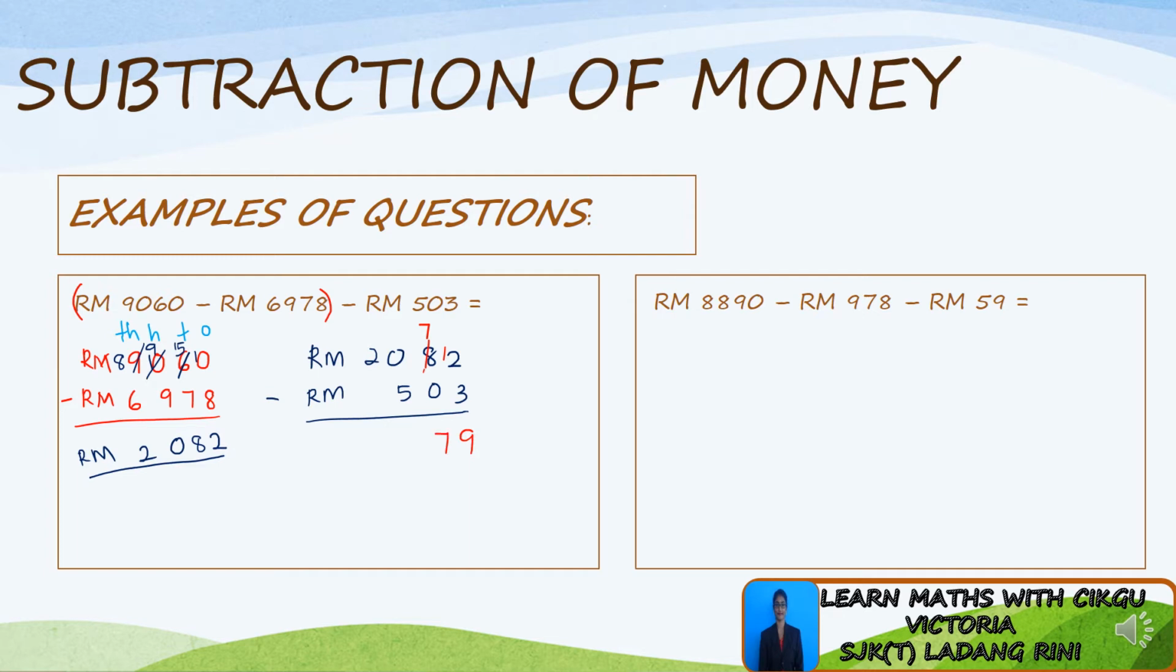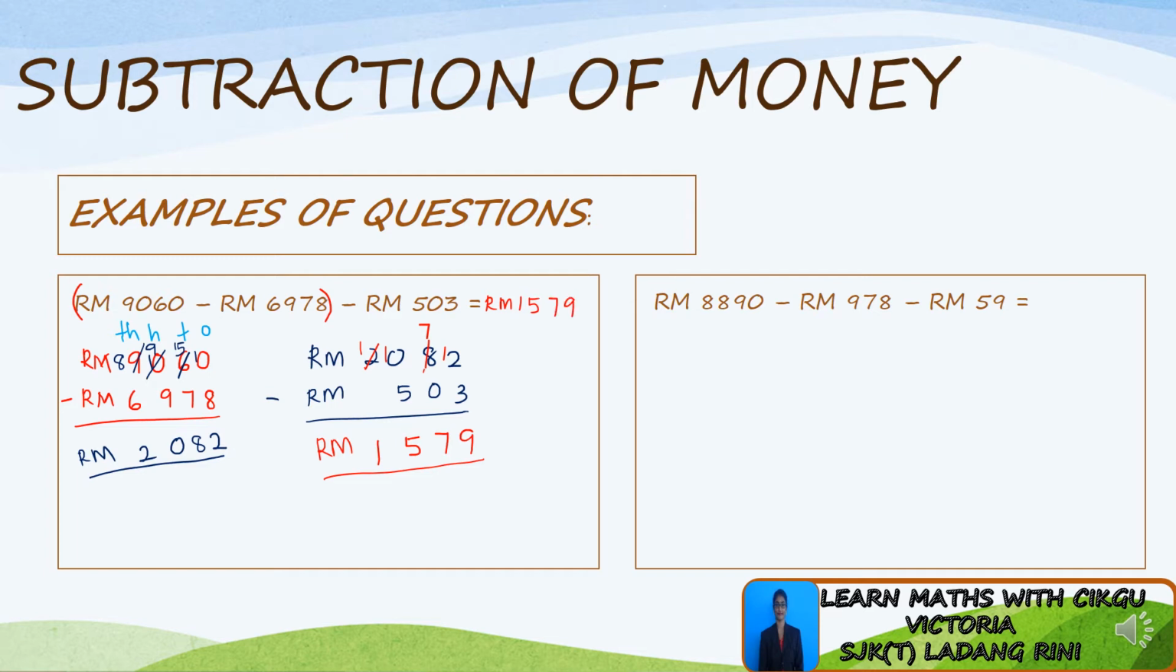7. 0 cannot minus this 5. So we need to borrow. The balance here will be 1. And then you borrow 1 to this 0. Then it will become 10. 10 minus 5 is 5. 1, there is no number to minus from this one. So you just straight away write this one. Copy down the 1 here. So your final answer will be 1579 ringgit.